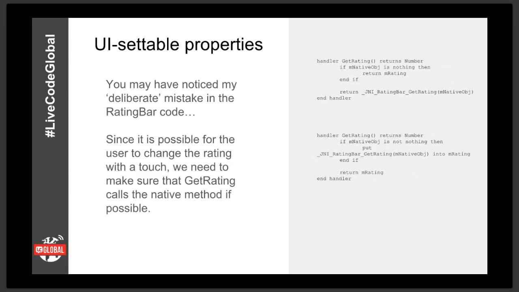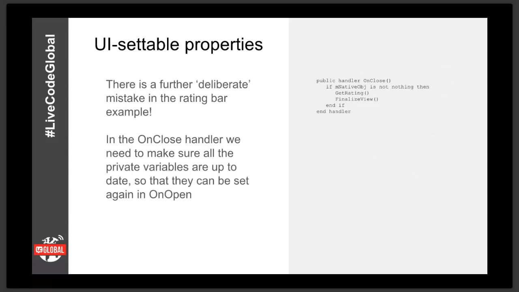Every time you poll for the rating, you update the rating variable as well. So there doesn't seem to be any reason not to do that. And because the user can change the rating with touches, you need to make sure that getRating calls a native method. But then there's a further deliberate mistake, which is that we need to store that value when we close the card so that the rating persists if we move away from the card and back to it.